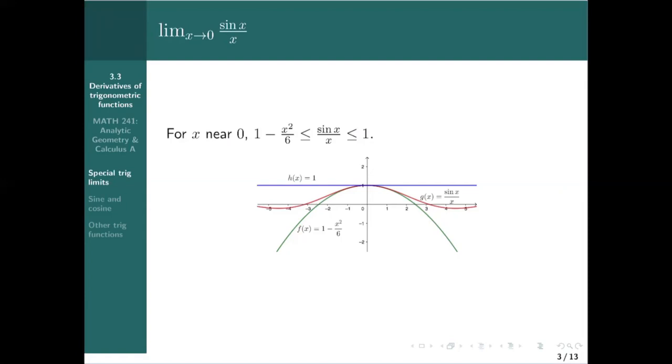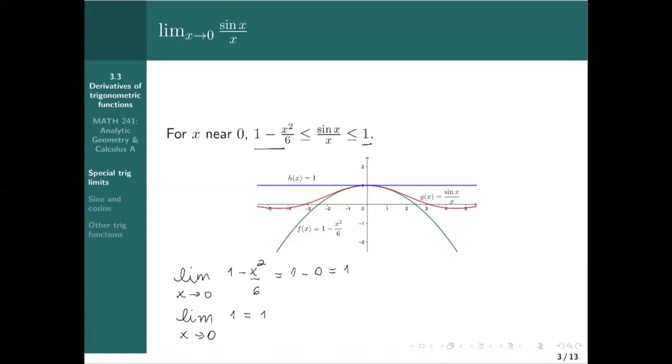But first, to use the sandwich theorem, we need the limits of the functions on the extremes of the inequality, the limit of those two functions as x goes to 0, to be equal. So let's see. The limit as x goes to 0 of 1 minus x squared over 6: simply plugging x equals 0 in this expression gives 1 minus 0, so this limit is equal to 1. And the limit as x goes to 0 of 1 is simply equal to 1. So the limits of the functions in the extremes of the inequality are equal.